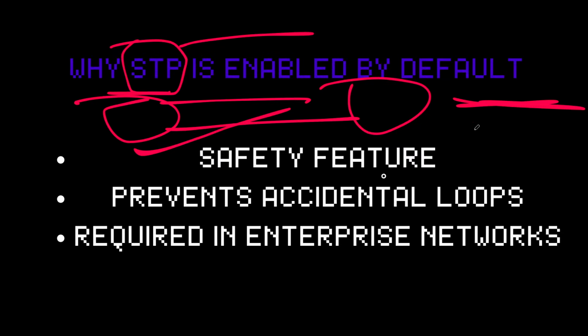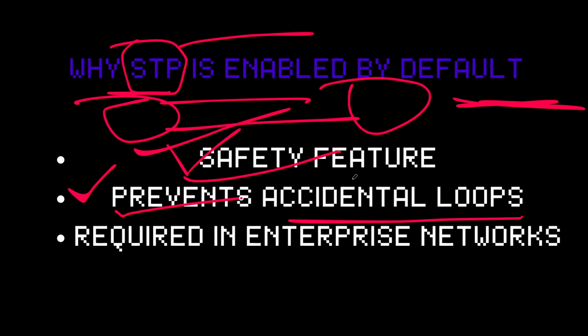You guys must know the buildings have safety sprays, water sprays or whatever they are called. So whenever the fire begins, they activate. You guys have understood, I hope. Okay, so basically it is a safety feature. It prevents the accidental loops. It is a safety feature. It prevents the accidental loops.